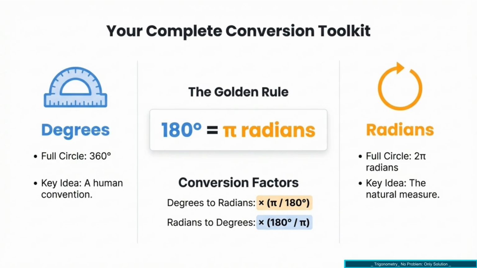Here is your complete conversion toolkit. Remember the golden rule: 180 degrees equals pi radians. Use the conversion factors to switch between the human convention of degrees and the natural measure of radians.